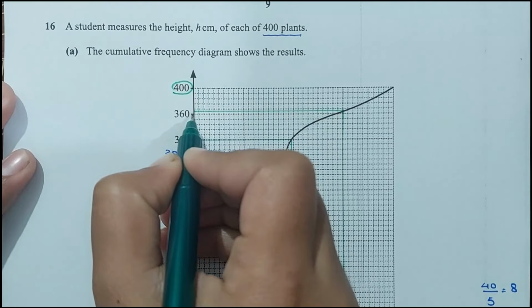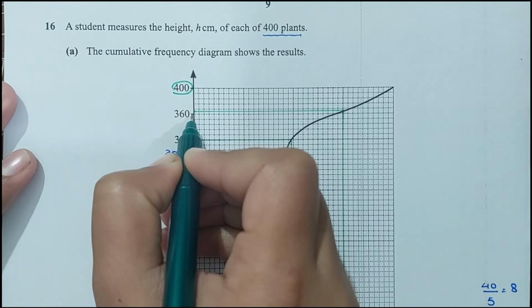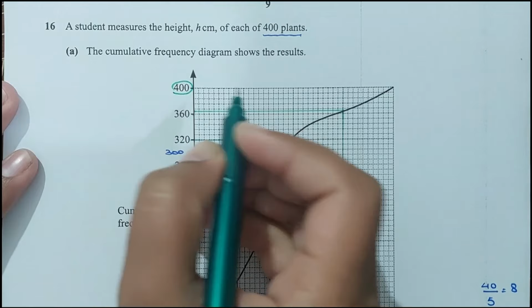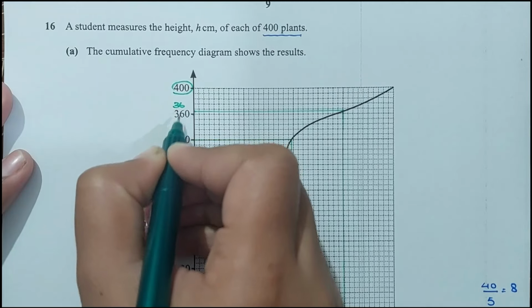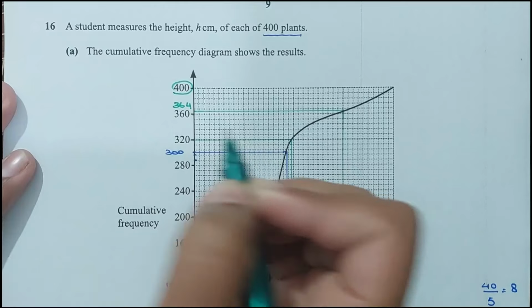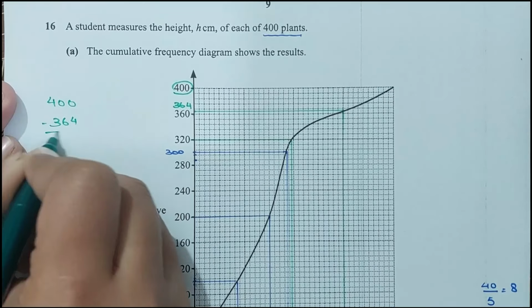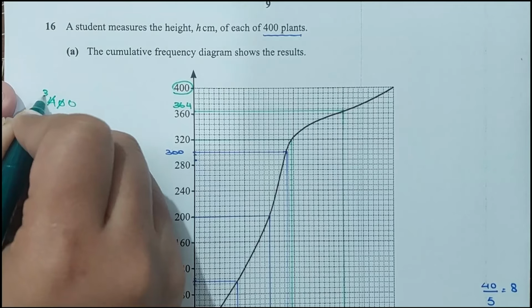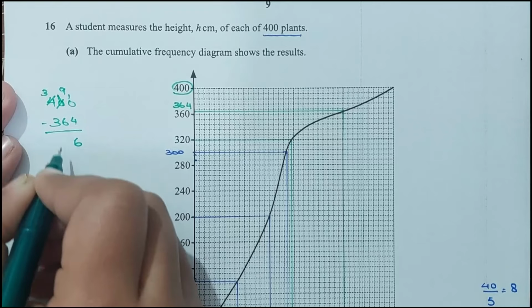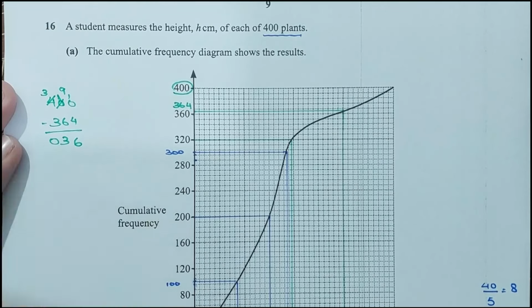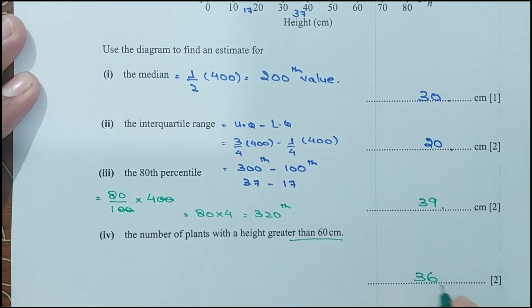And this number is 6. It's 360 plus 8 is 368, but it is in the middle, so it's 364 basically. So 400 take away 364. 10 take away 4 is 6, 9 take away 6 is 3, and we have 0. So 36 plants have height greater than 60 centimeters.